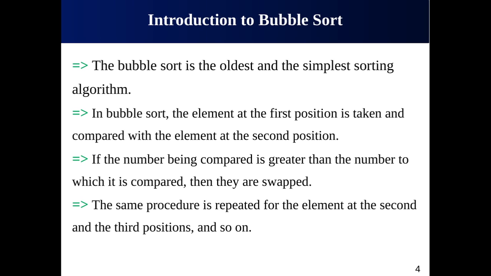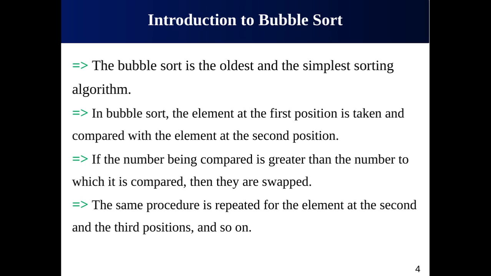The element at the first position is taken and compared with the element at the second position. Comparison is the basic operation of the bubble sort algorithm, as we will see in a moment. So at the beginning, we take the element at the first position and compare it with the element at the second position.